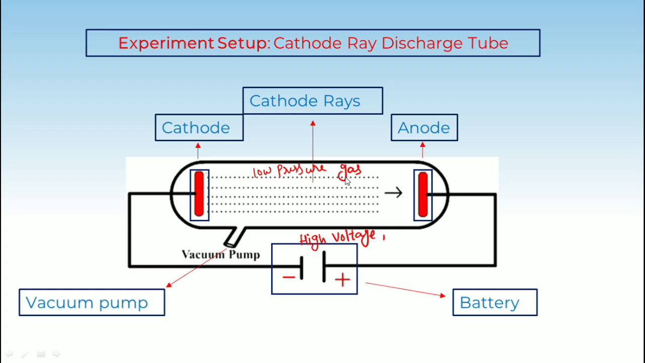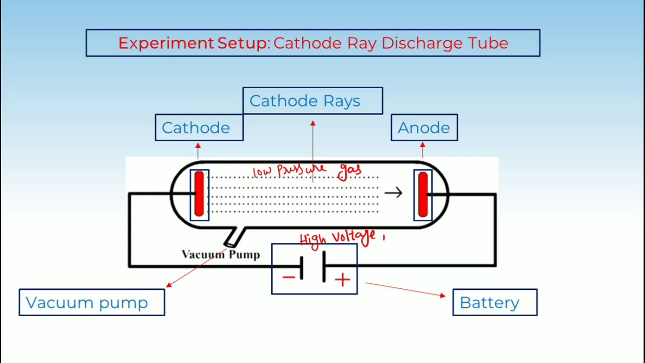These are the cathode rays moving from the cathode to the anode. The rays originate from the cathode, so that's why it is called a cathode ray discharge tube. To observe the rays, we have to make sure that there is a very low pressure of gas inside the tube and a very high voltage of current is supplied to the electrodes.